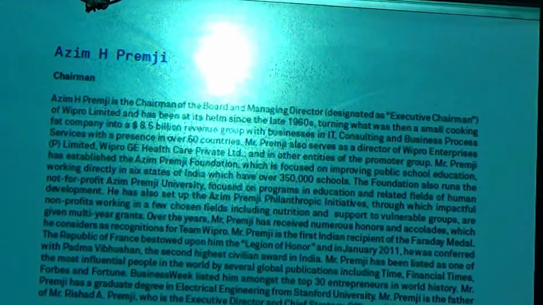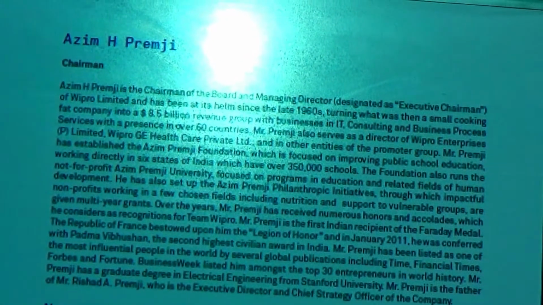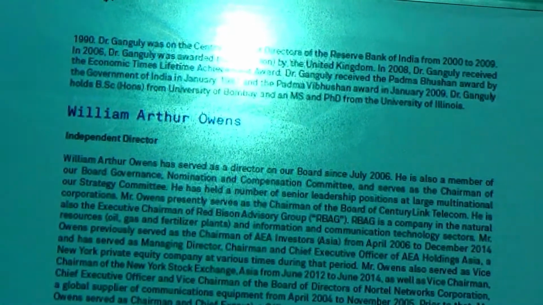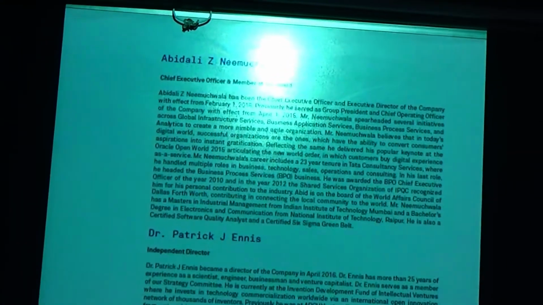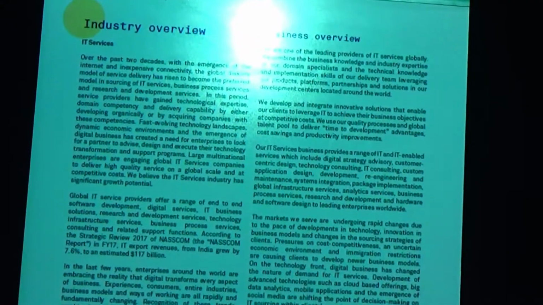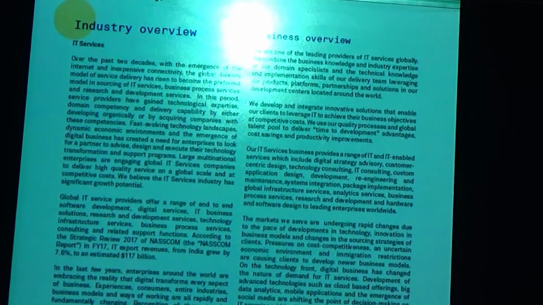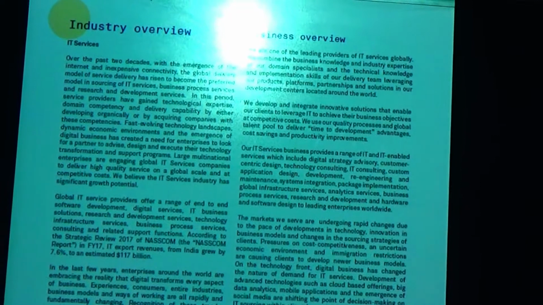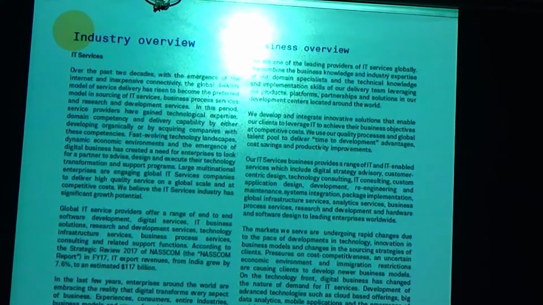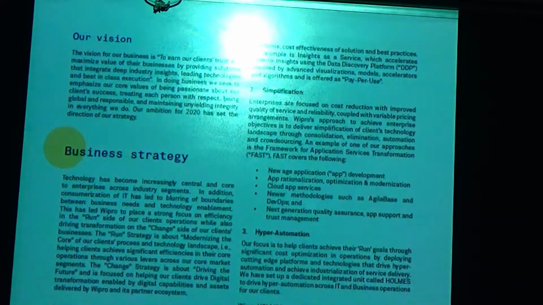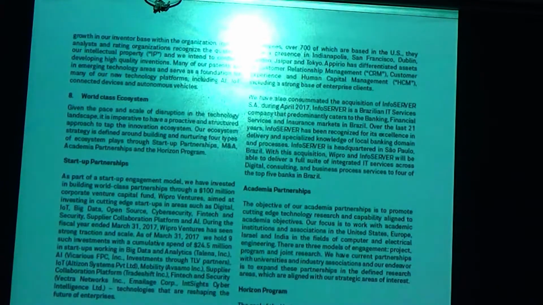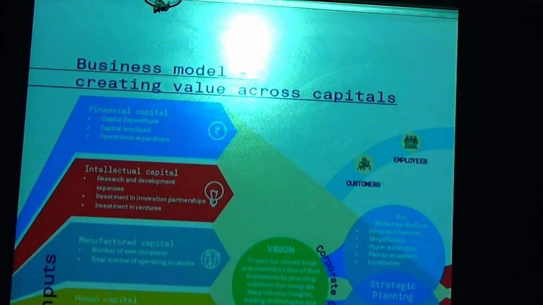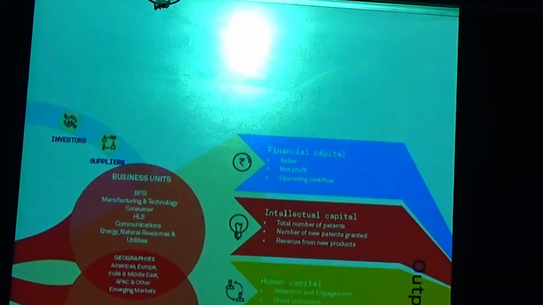You can look at it over here. A little bit of information about the company's directors is also given. You can read about the management discussion. The industry overview is important. Again, the business overview, what the company has been doing in IT services. They also tell about the company's products and services, and the business model the company is following.